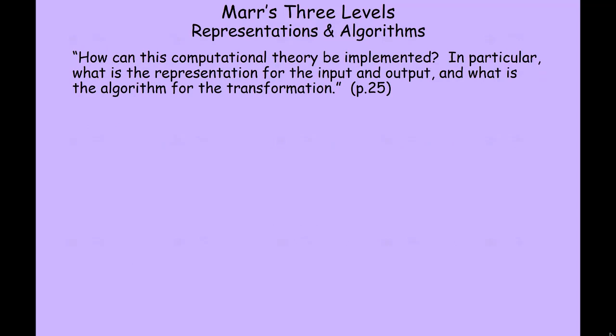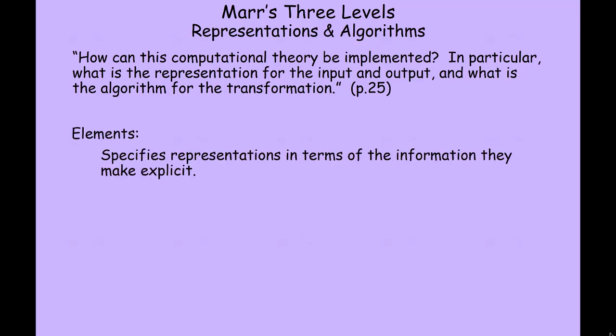Next, there's the representations and algorithms level. Now, this is not quite down to the actual computer. It's more like a specification of a specific strategy for implementing the overall strategy. So he says, how can this computational theory be implemented? In particular, what is the representation for the input and the output, and what is the algorithm for transformation?